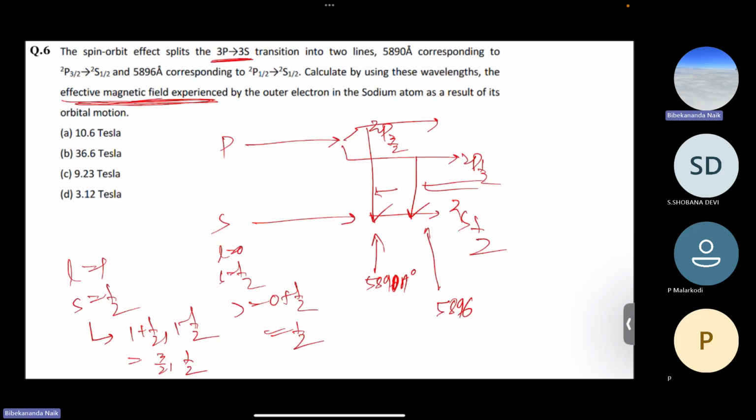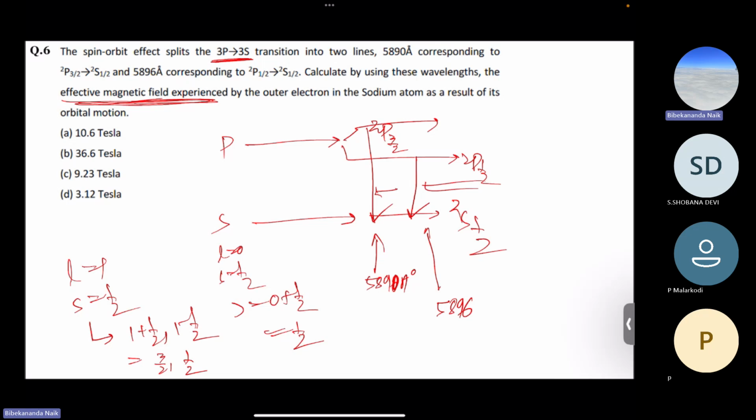Can anyone tell me how we will calculate the magnetic field? See, initially when there was no spin orbit effect, there was a single line, but due to the spin orbit effect, the transition became two lines. One is 5890 Armstrong, another is 5896 Armstrong.